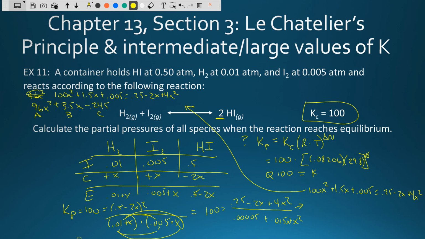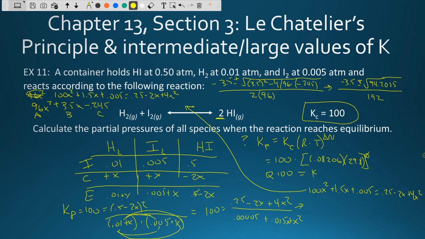Okay? Negative b plus or minus the square root of b squared minus 4ac over 2a. So negative 3.5 plus or minus the square root of 3.5 squared minus 4 times 96 times negative 0.245. That's all going to be over 2a, so that's 2 times 96. Okay, this gives me negative 3.5 plus or minus the square root of 94.2025. That's all over 192.